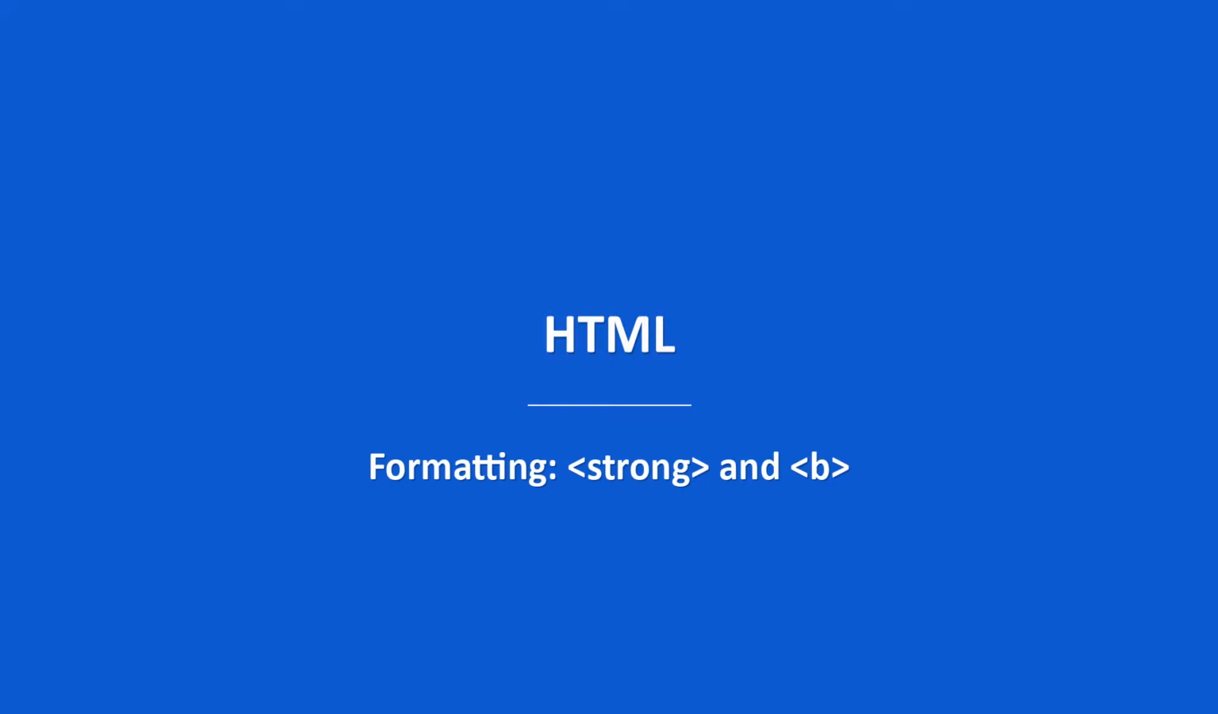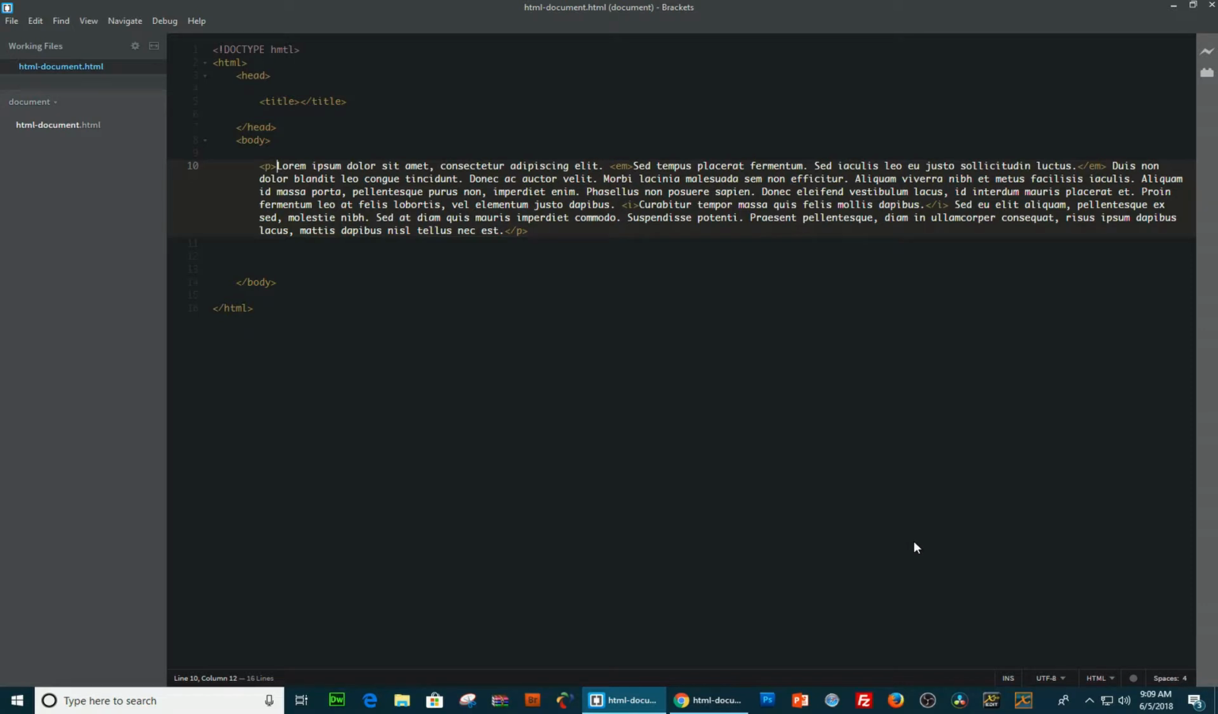In the previous lecture, we learned about formatting text, and we focused on the emphasis and italic elements. In this lecture, we're going to continue learning about formatting text, and we're going to be focusing on the strong and B elements. So we're going to start with the strong element. The HTML strong element defines a strong text, and this is also a semantic element.